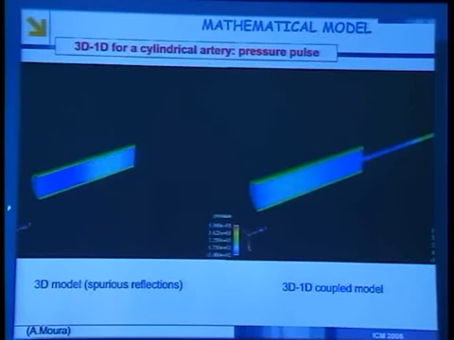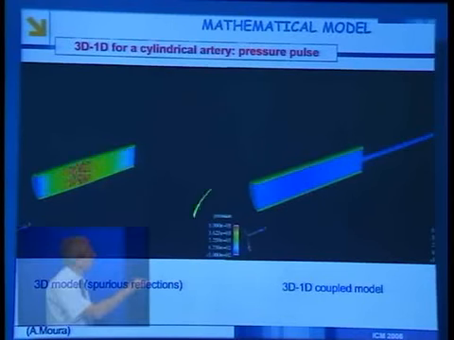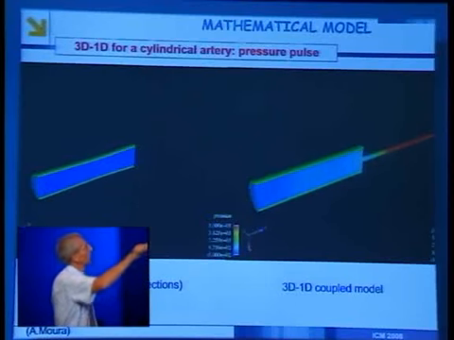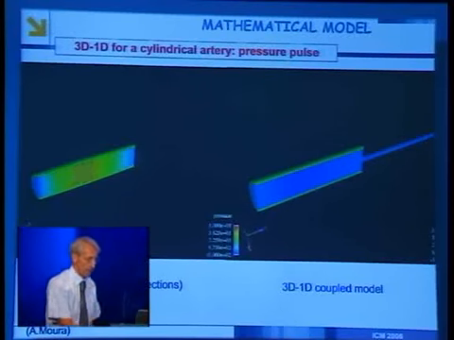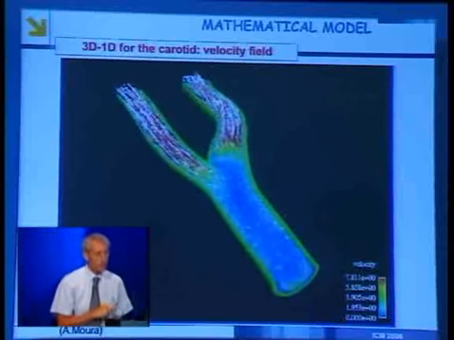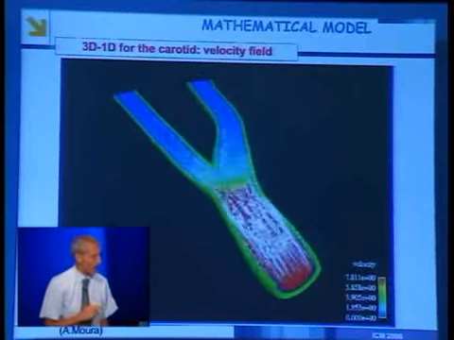In this manner, we cure these pathological, let's say, back reflections that we had in the single system, like in this case. Here is a 3D cylindrical vessel with a 1D extension, and you see that waves, the pressure pulse, propagate safely through the one-dimensional extension, say. So here is a coupling of 3D and 1D. This is a 3D in a bifurcating channel.